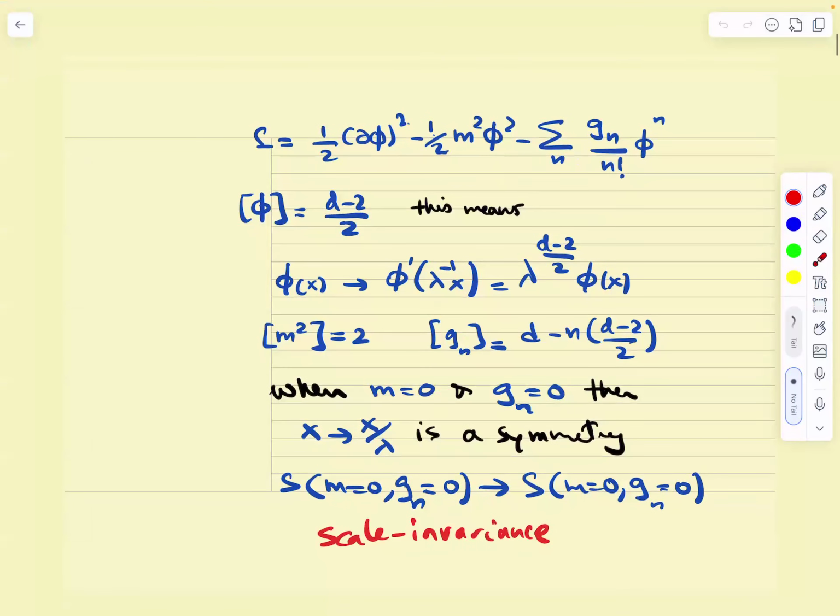When m is 0 and all G n are 0, meaning when you only have the kinetic term, you have a theory of a massless free scalar boson field. Then x going to x over lambda is a symmetry. Is that part clear? We check it explicitly, which means that the action for m equals 0 and G n equals 0 for all n remains the same under scaling transformation. This theory is a scale-invariant, massless free theory.